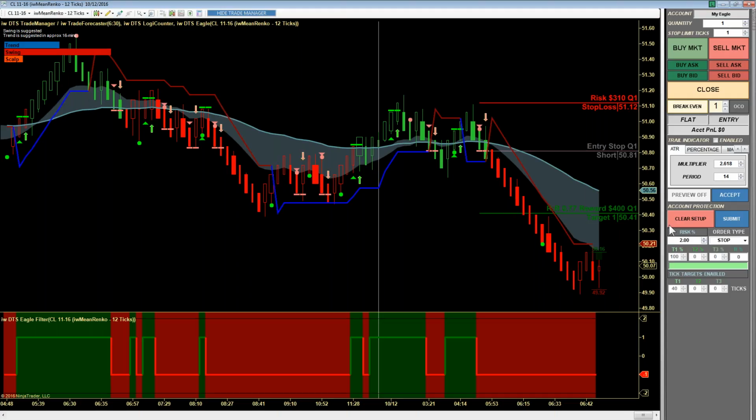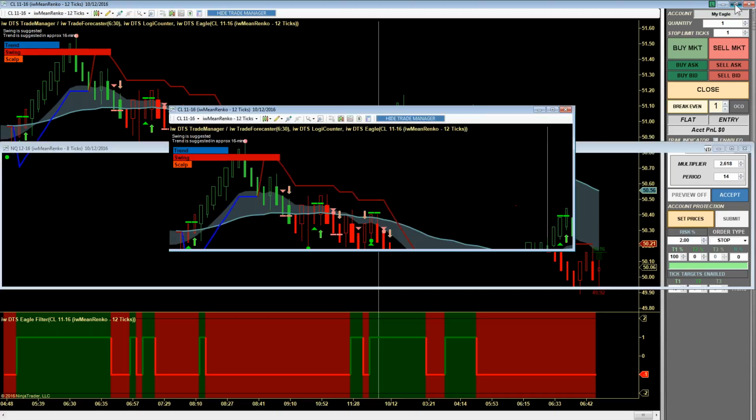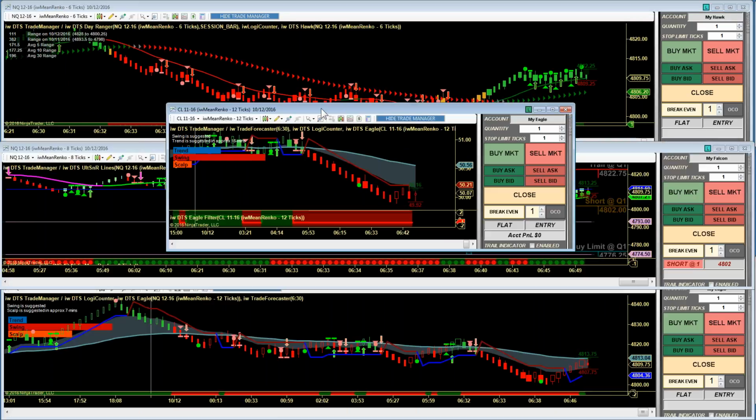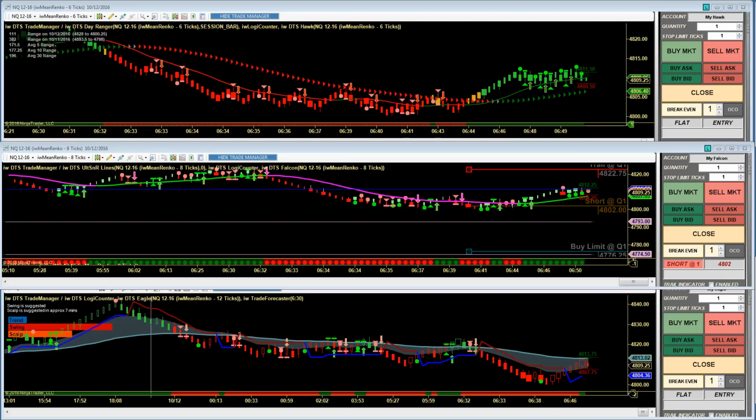The reason we go with high probability profit targets is very often the market will react after hitting our high probability target. All right, so here come the sellers. You can see we're into the hard edge, so we're going to anticipate a reaction now.